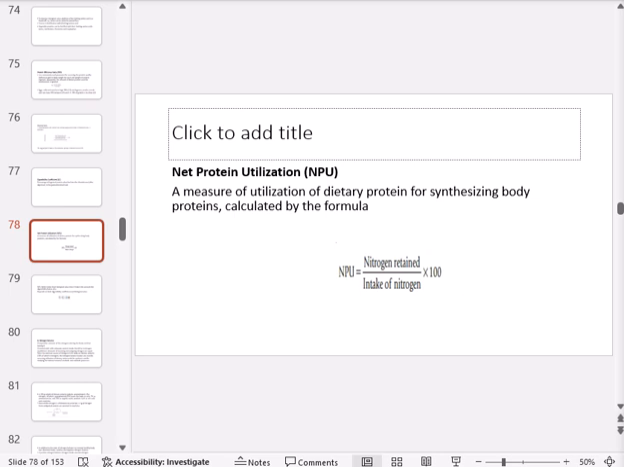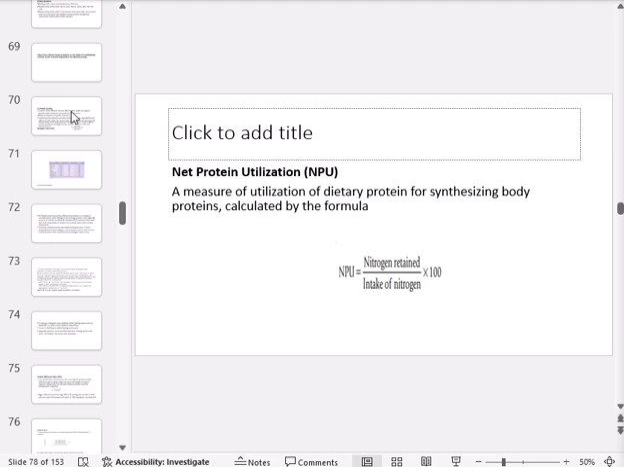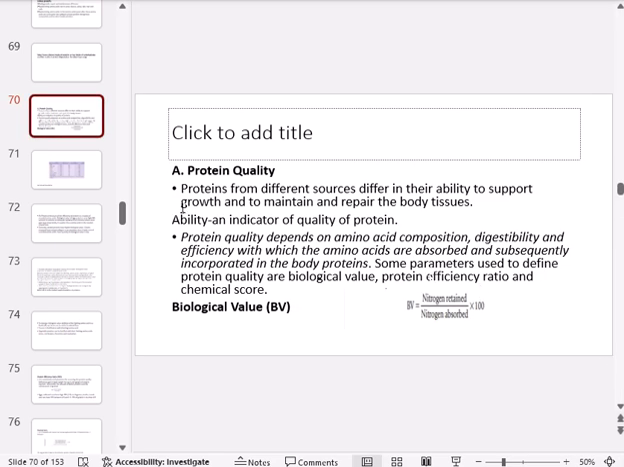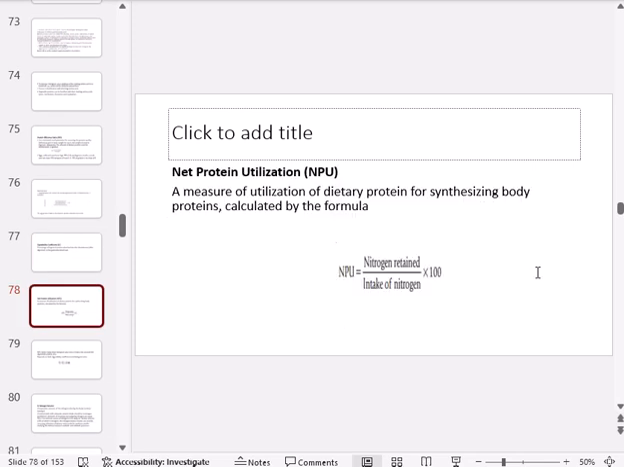This is where we look at the nitrogen retained over the intake of nitrogen. Note that this is different from the previous BV formula. The BV formula said nitrogen retained over nitrogen absorbed, but the NPU formula is saying nitrogen retained over intake of nitrogen. So that's something to note.